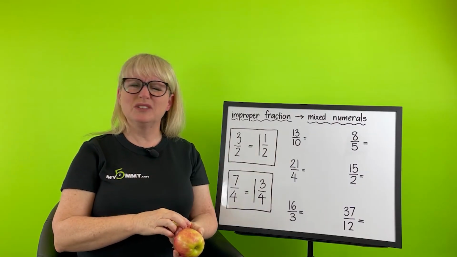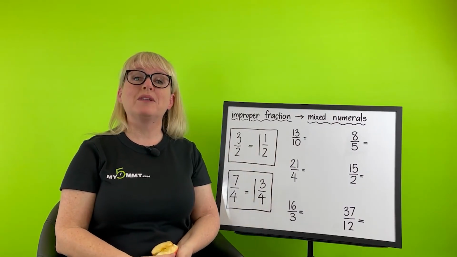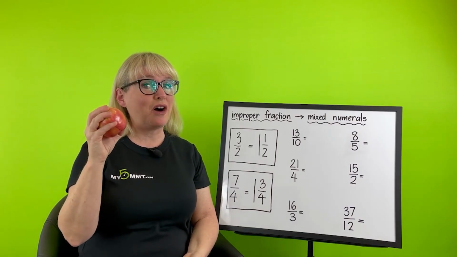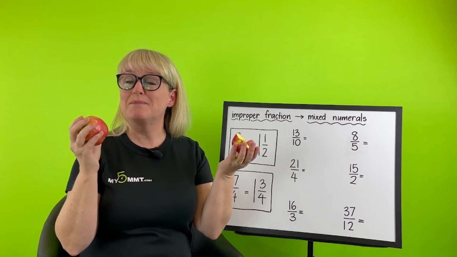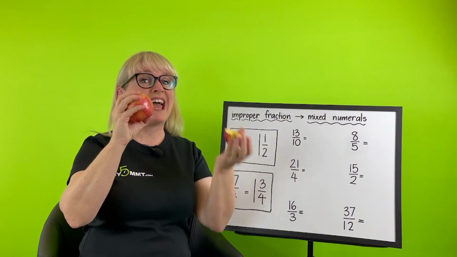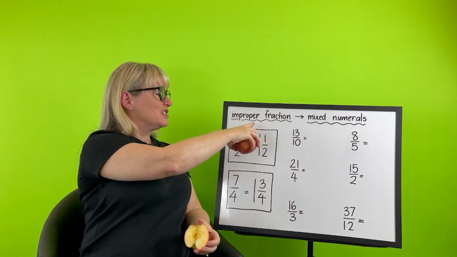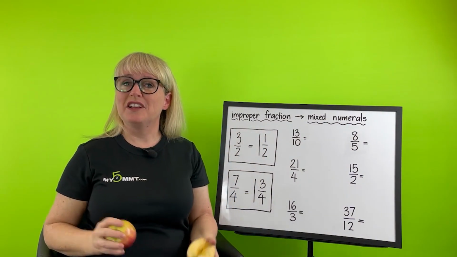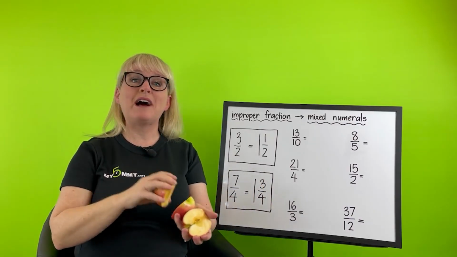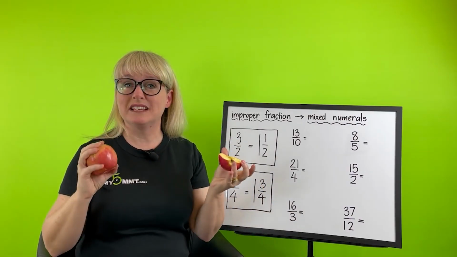So what's that going to look like when I change it? Well, I'm going to have one complete whole and a fraction, which is a mixed numeral. I have 1 and a half. I've changed it to 1 and a half. So my 3 halves are now 1 and a half as a mixed numeral.